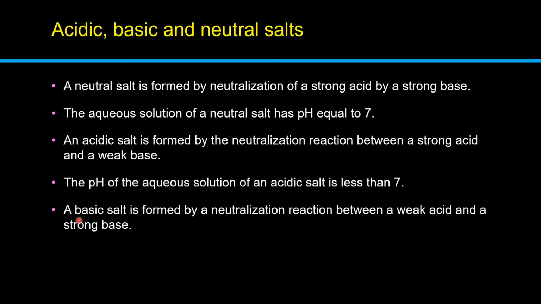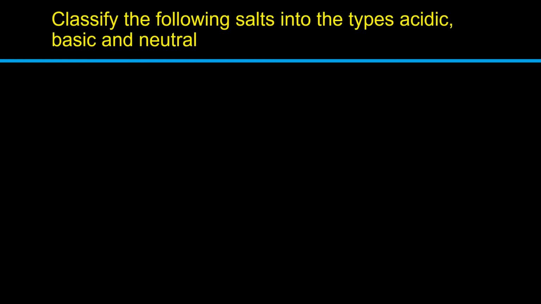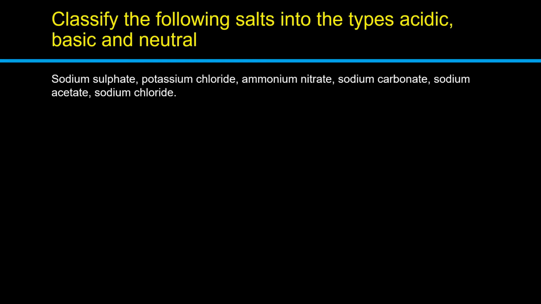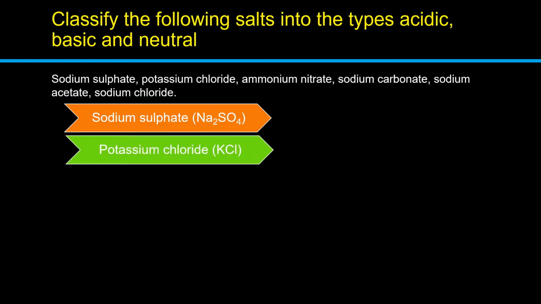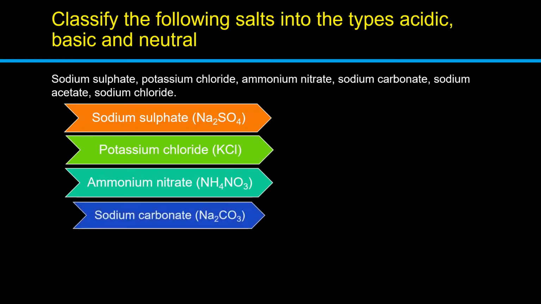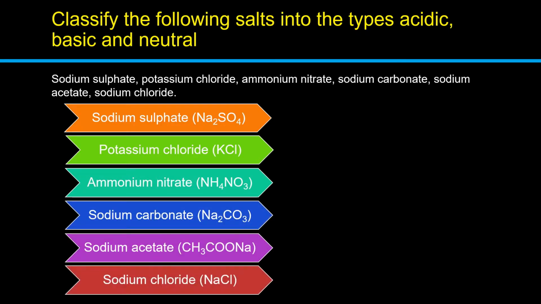Basic salt, yes, your guess is correct. It is between a weak acid and a strong base. It is a basic salt, and the pH will be greater than 7. Shall we classify some salts as acidic, basic and neutral, children? The salts are sodium sulfate. You can see the formula given along with the name. Potassium chloride, ammonium nitrate, sodium carbonate, sodium acetate and sodium chloride.